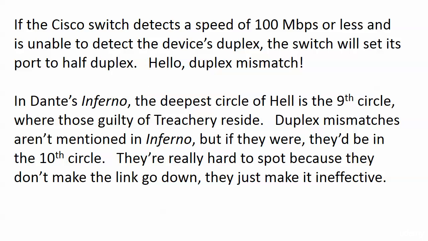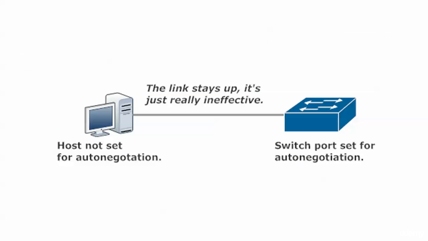It's like, well, hey, it's just a mismatch. How bad can that be? It can be really bad. In my estimation, using a bit of a literal reference here, in Inferno, the ninth circle of hell was the deepest circle, and duplex mismatches would be in the 10th circle if they were in that, because they're hard to spot because they don't make the link go down. They just make it really ineffective.